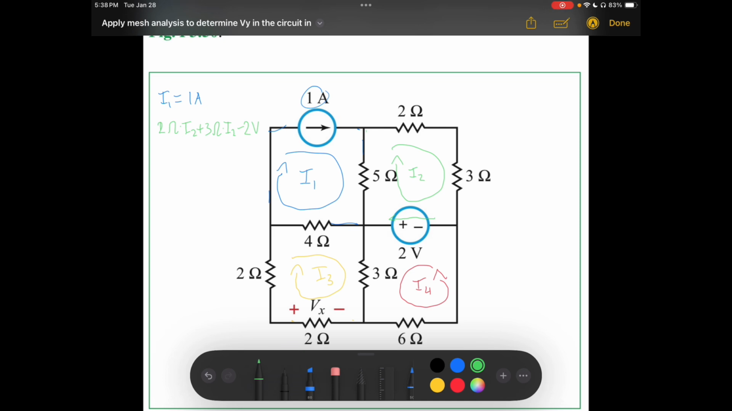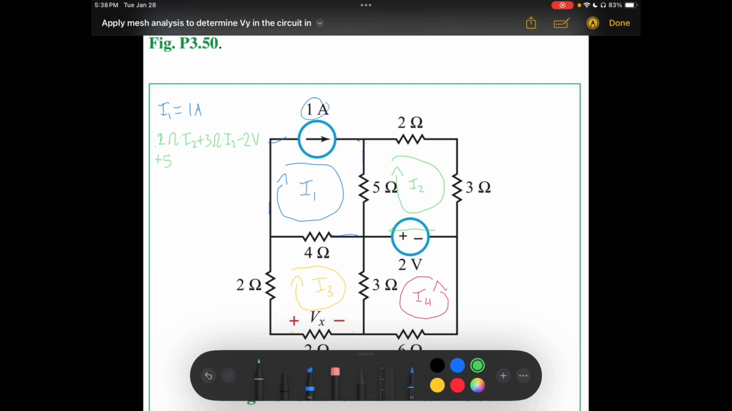So we have negative 2 volts plus, now this 5 ohm resistor is where things get a bit complicated because it shares a side. So we have 5 ohms times I2, but we also have minus I1, because as we traverse the 5 ohm resistor upwards, it follows I2 but opposes I1 at the same time. So we have I2 minus I1, and that whole thing equals 0. There's only one unknown, because I1 is known, so we can solve for I2, and what you get in the end is I2 equals 7/10 amps.